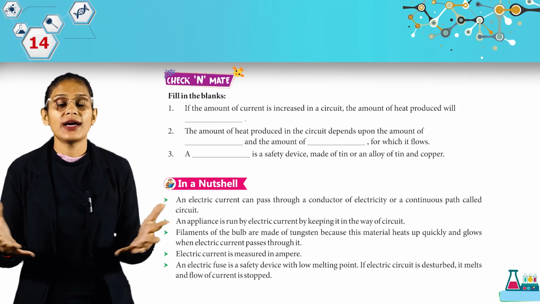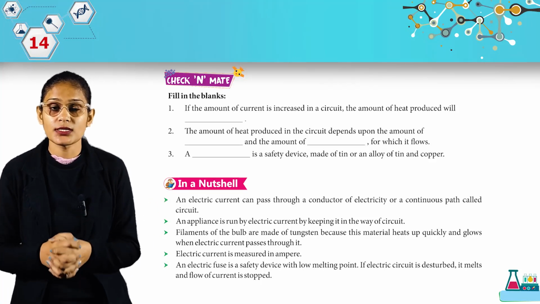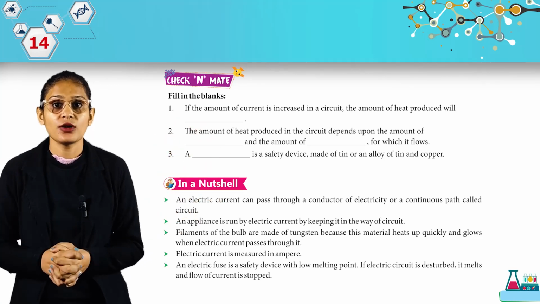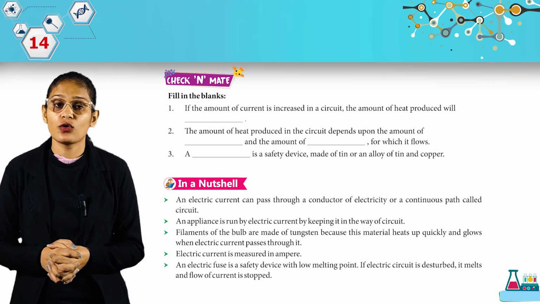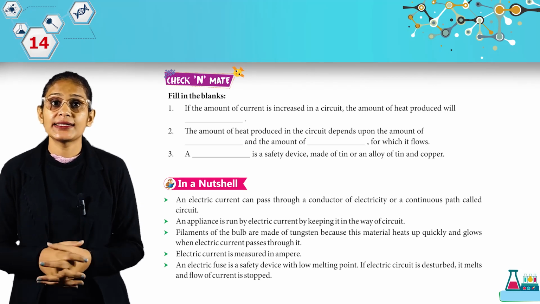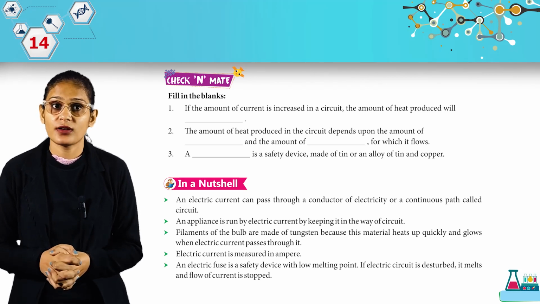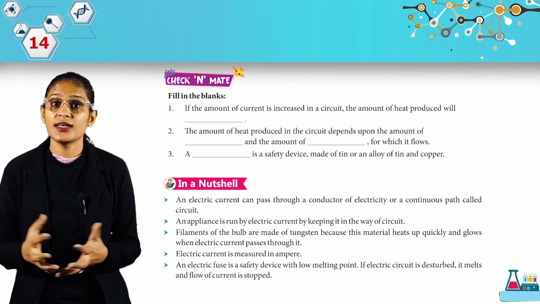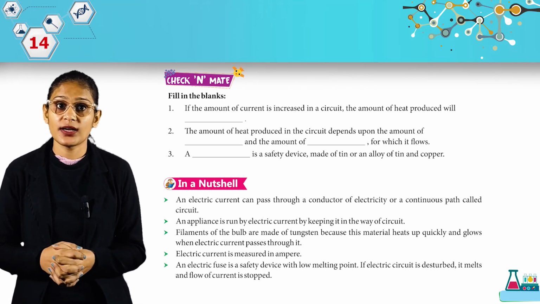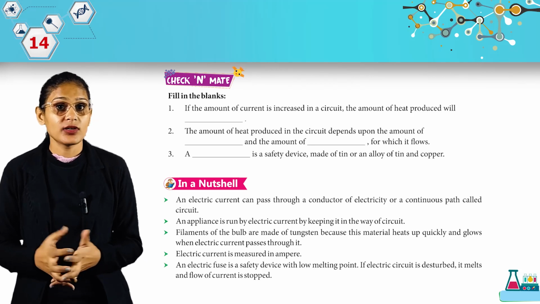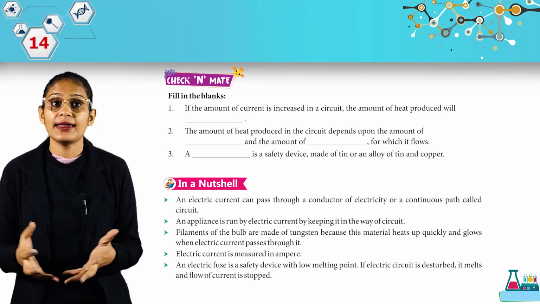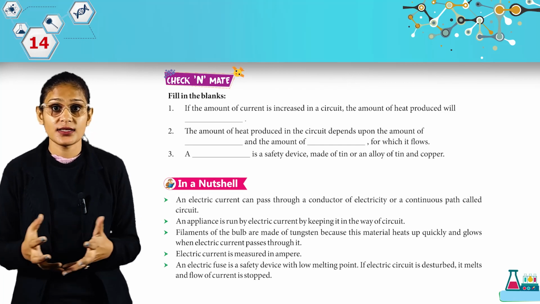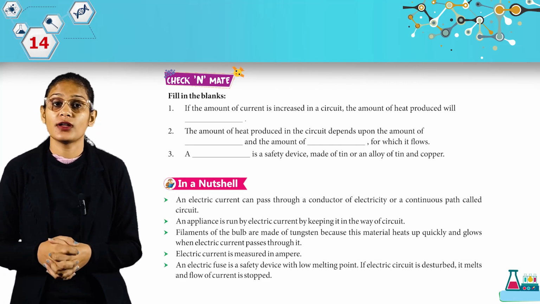Now students, what we learned in this chapter, now we are going to discuss it in a nutshell. An electric current can pass through a conductor of electricity in a continuous path called a circuit. An appliance is run by electric current by keeping it in the way of the circuit. Filaments of the bulb are made of tungsten because this material heats up quickly and glows when the electric current passes through it. Electric current is measured in ampere. An electric fuse is a safety device with a low melting point. If the electric circuit is disturbed, it melts and the flow of current is stopped.